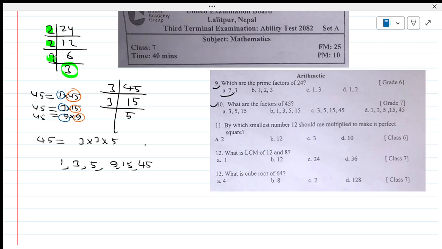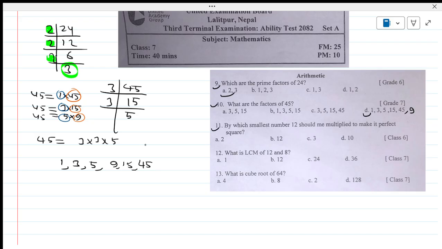So the factors we got here are 1, 3, 5, 9, 15 and 45, and in this question you see 9 is missing, so you can say the option is D, 9 is missing there.